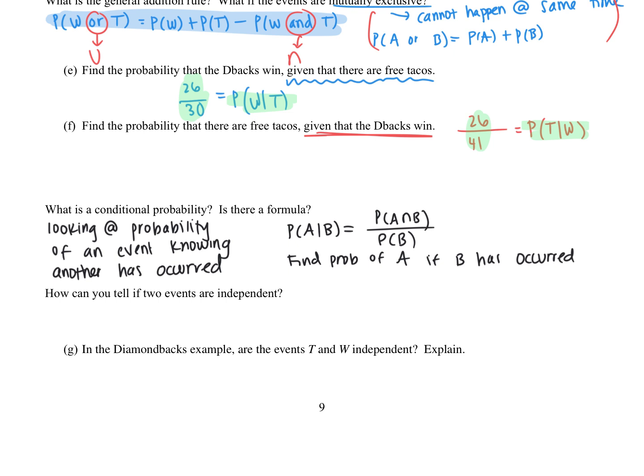Okay. All of these are different. So we have mutually exclusive, we have conditional, and the last thing to talk about is if events are independent. Two events are independent if knowing the outcome of one event doesn't provide additional information about the other event.